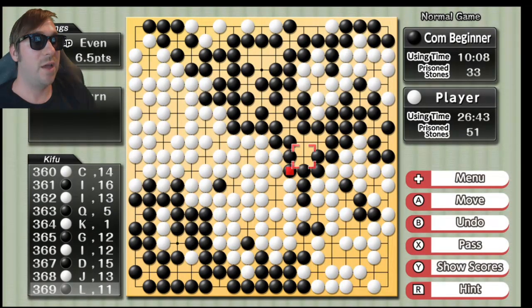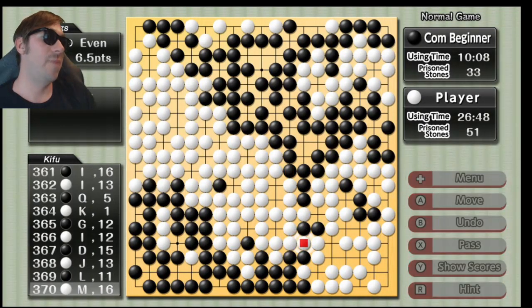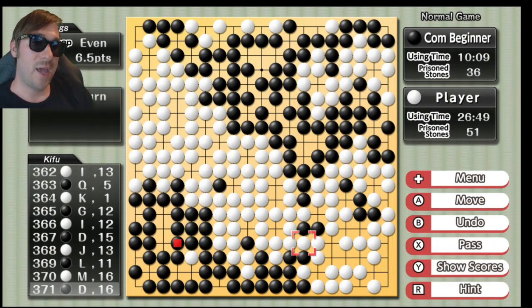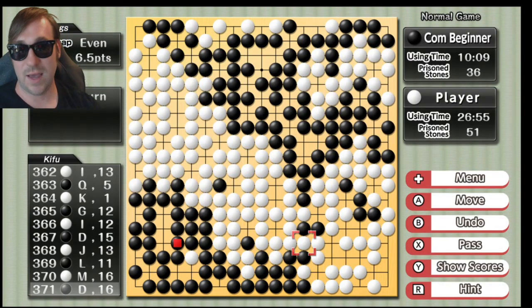White needs to play, cut off 2 stones from the bottom right area. Okay, that's fair. That's a fair observation. I'm okay with that. That's the back seating that I can get behind. It really is. So, thanks, guy. I appreciate it.